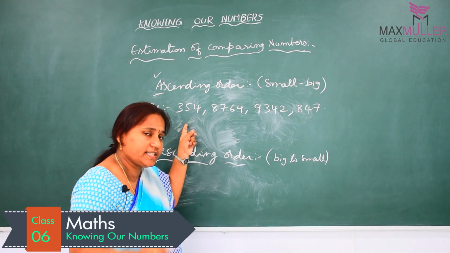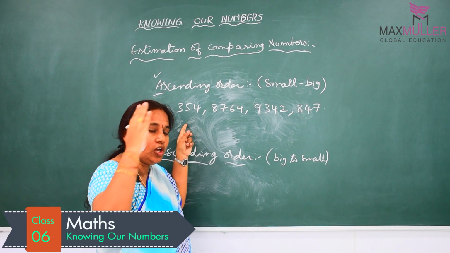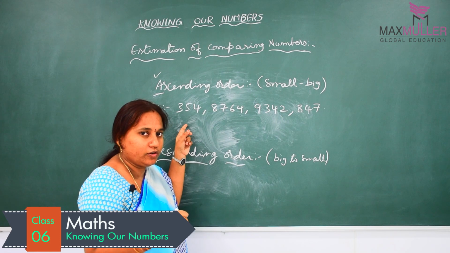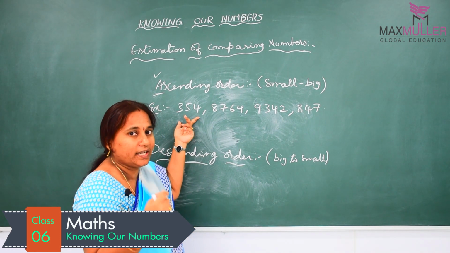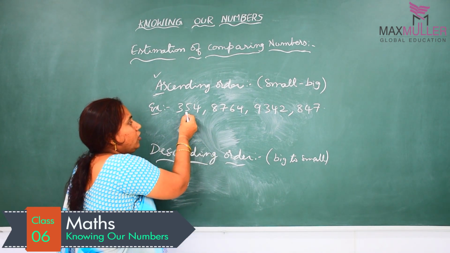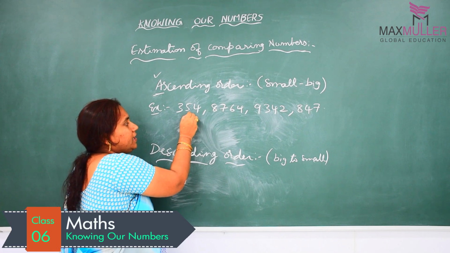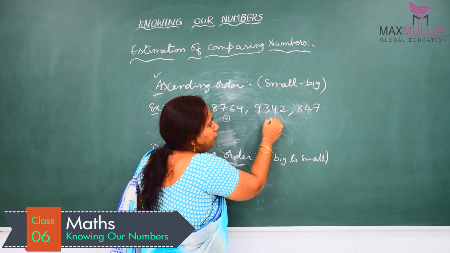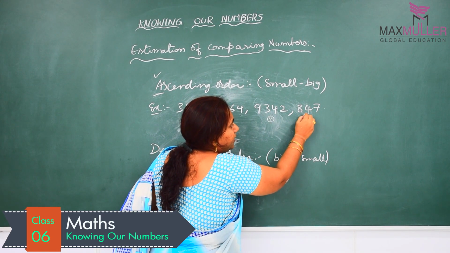Now check. Here also the same process. In the previous class I explained how to identify small number, big number, greatest number, smallest number. Here also the same process. Count the number of digits in the numbers. Now see here. How many digits do we have here? 3 digits. Here we have 4 digits. Here also we have 4 digits. Here also we have 3 digits.